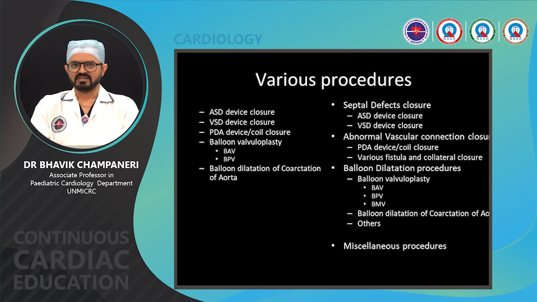Among this list, these are the common transcatheter interventions which are being performed for congenital heart diseases: ASD or VSD device closure, PDA device closure, balloon valvuloplasty procedures like balloon aortic valvotomy and pulmonary valvotomy, and balloon dilatation of coarctation of aorta. So I will be catering to this common group of interventions. In addition, many complex transcatheter interventions are being performed for congenital heart diseases which I am not going to cover in this talk.